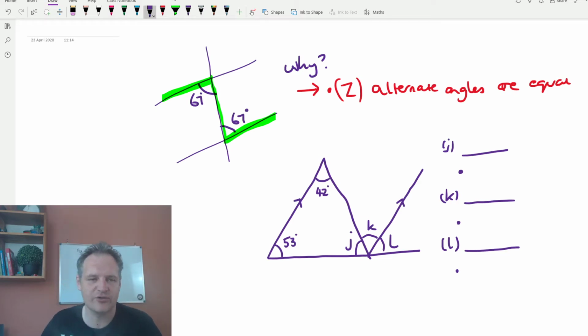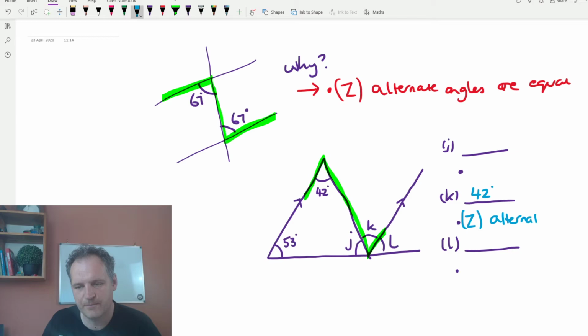The first thing we are wanting to do is use the rules we've been doing. Well, this looks to me like a Z. And the insides of the Z are 42 and K. That tells me immediately K is 42, but it's still wrong unless I write Z, alternate angles. If I don't write the phrase, it's wrong.